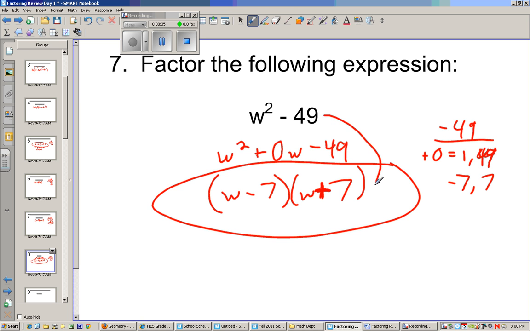Now, there's a shortcut. If we have w squared minus some square number, we can just square root that and then put a plus and a minus, and that should be our answer. So if I have t squared minus, I don't know, 81, it should be t plus 9, t minus 9. If I have p squared minus 144, p plus 12, p minus 12.